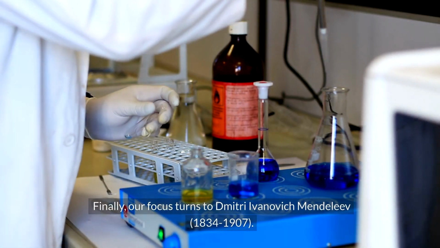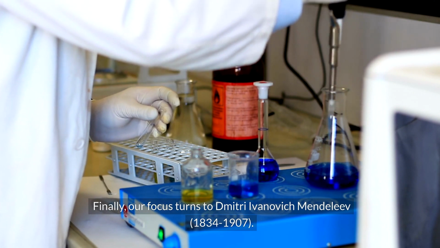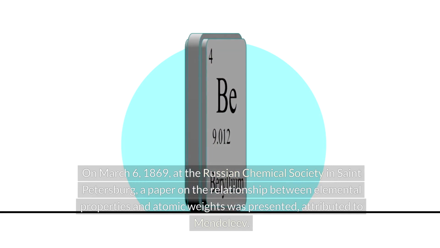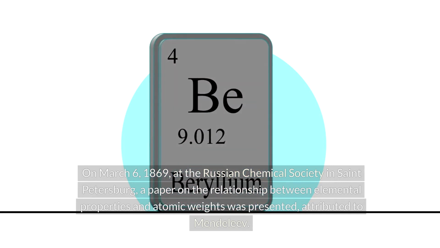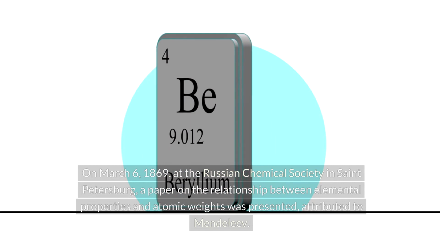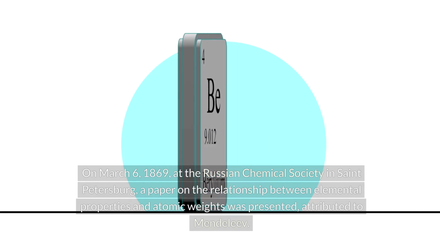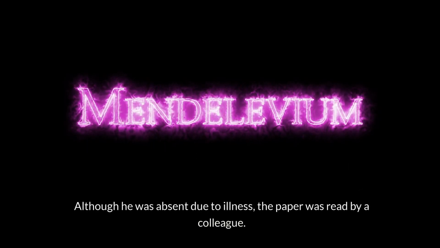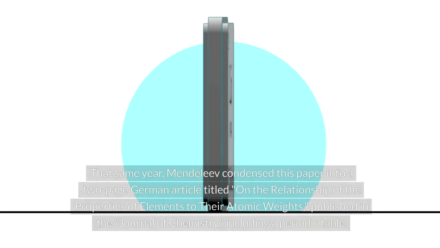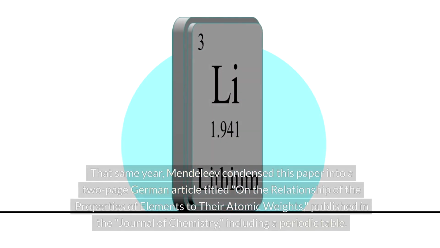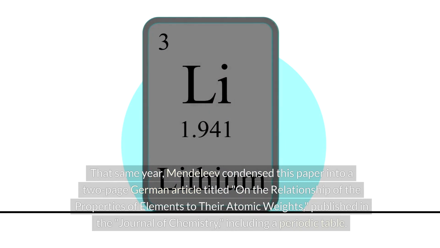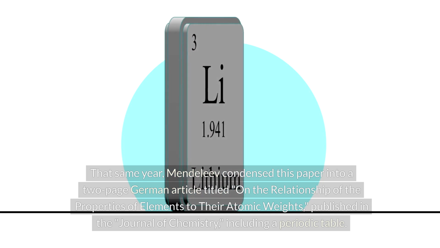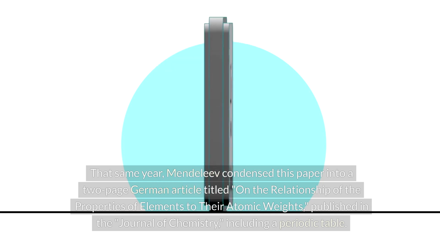Finally, our focus turns to Dmitri Ivanovich Mendeleev, 1834–1907. On March 6, 1869, at the Russian Chemical Society in St. Petersburg, a paper on the relationship between elemental properties and atomic weights was presented, attributed to Mendeleev. Although he was absent due to illness, the paper was read by a colleague. That same year, Mendeleev condensed this paper into a 2-page German article titled, On the Relationship of the Properties of Elements to Their Atomic Weights, published in the Journal of Chemistry, including a periodic table.